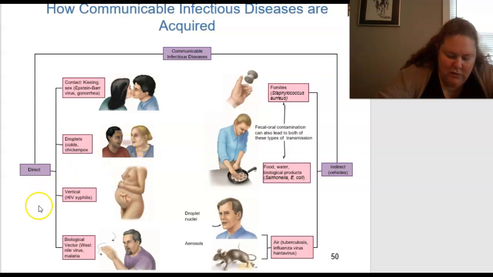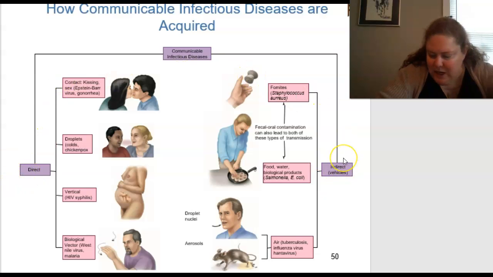We also have vertical transmission. This would be, for instance, from a mother to a child, and this is how we can transfer AIDS and syphilis. You can also have biologic vectors such as West Nile virus and malaria, where a mosquito or a fly comes and transmits it. So these are all direct transmissions.